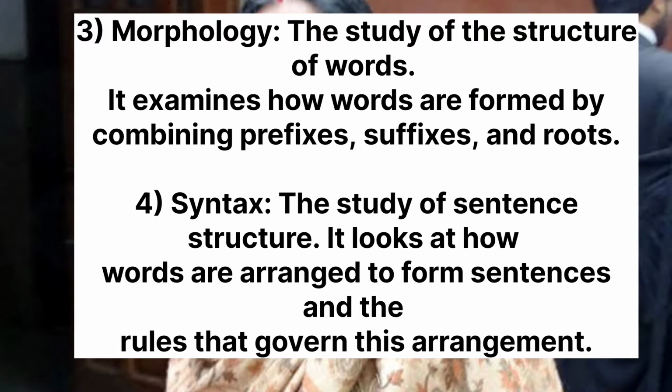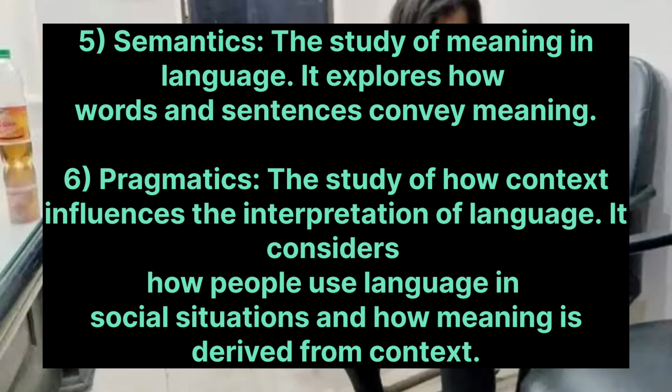It means syntax is all about sentence structure, and morphology is all about how words are structured. Like useless: use is one word, less is another word. Like helplessness, there are prefixes or suffixes. So these are studied in the category of morphology. Then we have the fifth type, that is semantics. Semantics is the study of meaning in language. It explores how words and sentences convey meaning. It's all about meaning, how the words or sentences have meaning. So these are studied in the category of semantics.